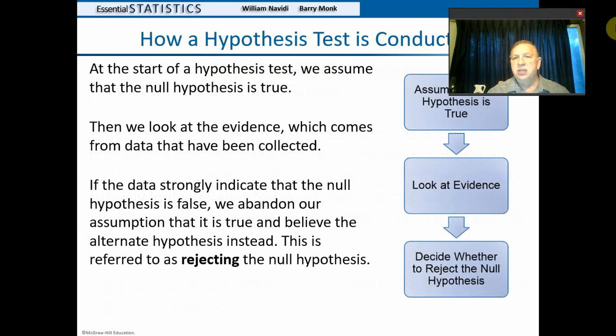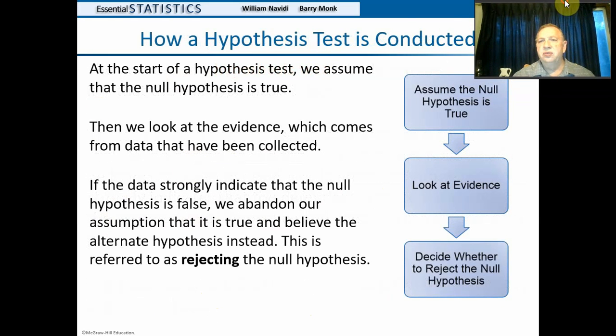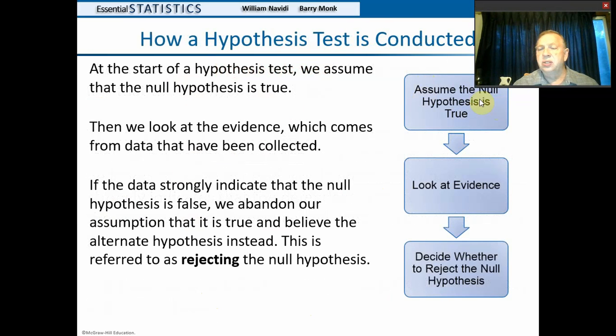At the start of the test, we assume that the null hypothesis is true. We go grab some evidence by a sample and then compare that, and basically we decide whether we're going to reject the null hypothesis or accept it. So if the data strongly indicate that the null hypothesis is false, we abandon that and we reject the null hypothesis. If the sample statistic is too far away from what we assume is true, then we reject the null hypothesis.